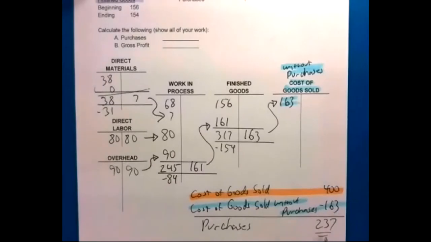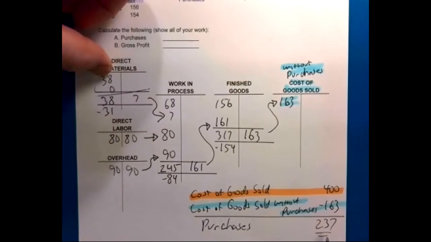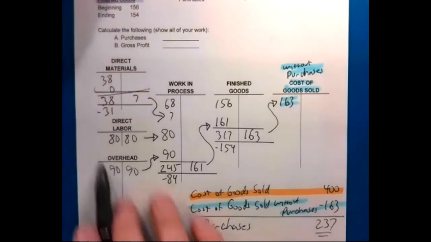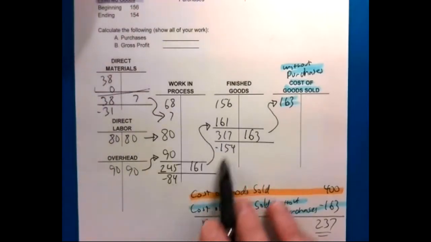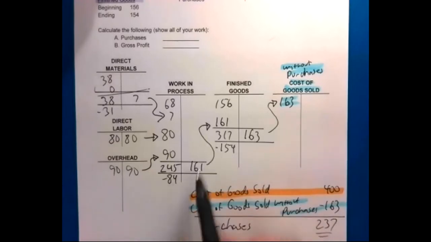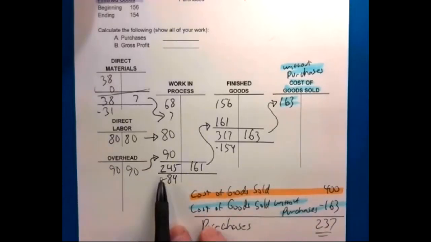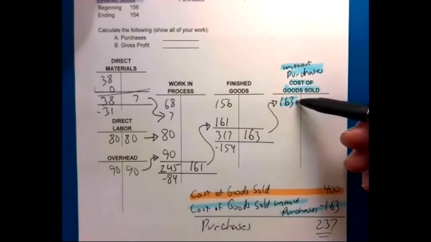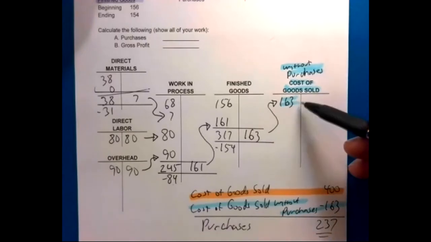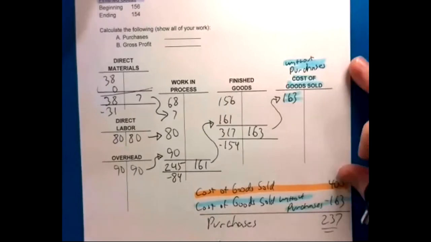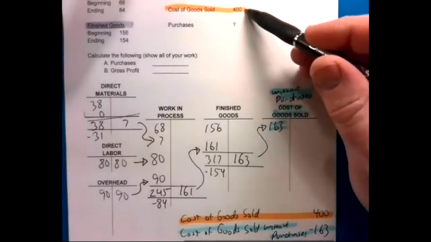So the purchases are 237, which should be on the purchases. So this would be 38 plus 237, whatever it comes out to. Basically everything along here, we get 237 added to it. It went through, but by the time you get to here, the 237 added to it would be the 400.